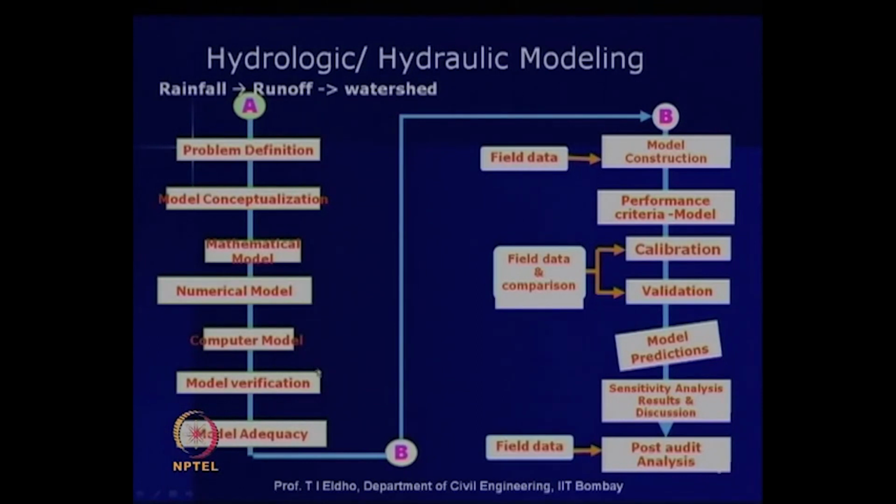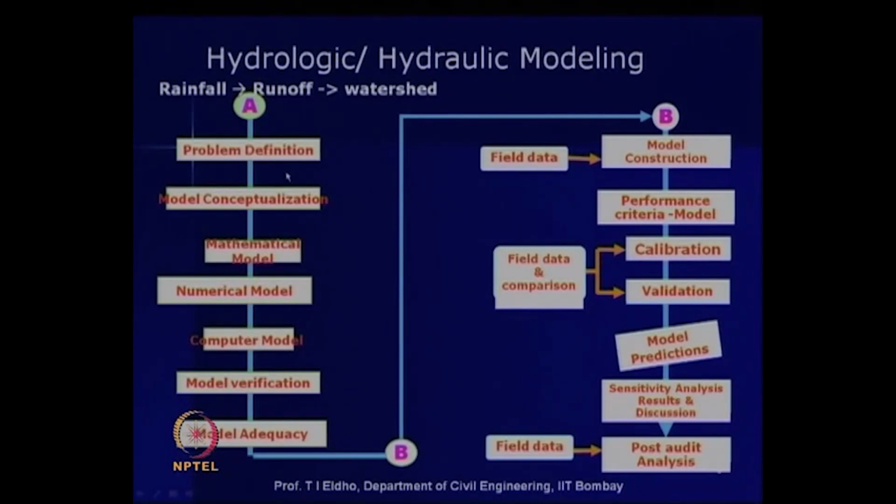So, this is the first part. In the second part, we have to collect the field data, compare and assess the field data, and once the model is constructed, we have to go for the performance or criteria evaluation, then calibration and validation, model predictions, sensitivity analysis, results and discussions, then post audit analysis, and further cross checking with the field data. Like that we can do the hydrologic or hydraulic modeling.